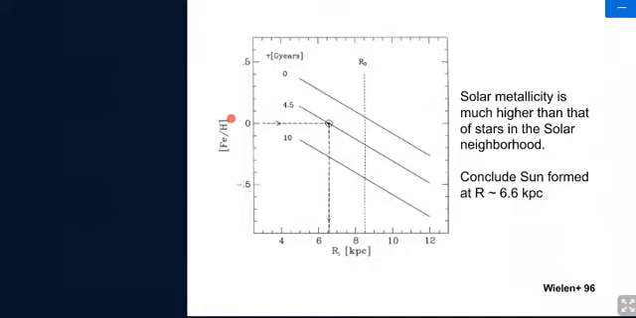metallicity of zero by definition. And they asked, if this is the metallicity of the gas now, 4.5 gigayears ago, we compute that it was something like this. And where is solar metallicity 4.5 gigayears ago? What they found was that it would have been at around 6.6 kiloparsecs in radius. So they argued that the sun didn't form where it is now, but it formed inside its current location by roughly 2 kiloparsecs. So the sun now had to go from here to here.